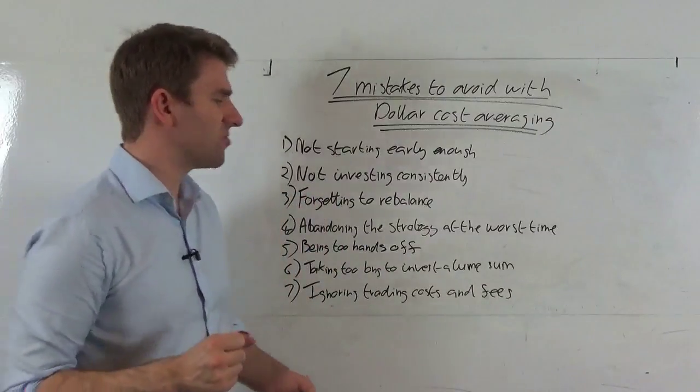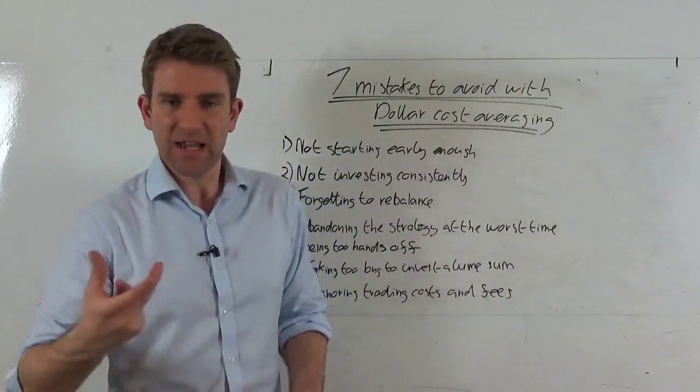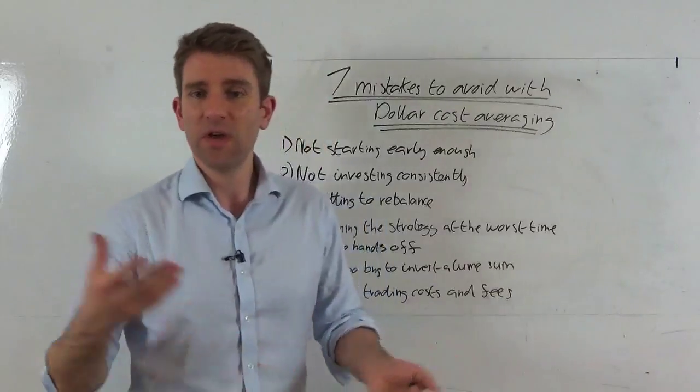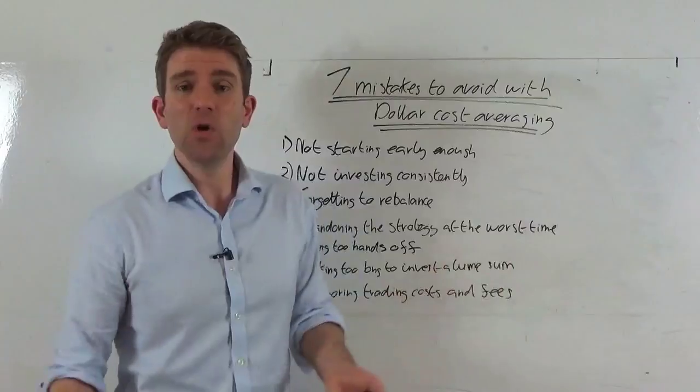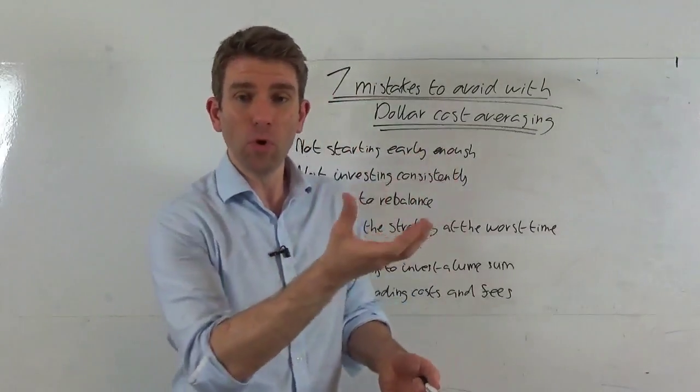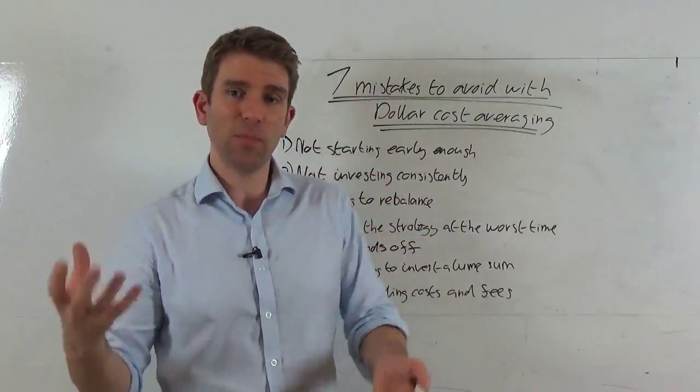Number 3, forgetting to rebalance. So what this means is, let's say, for example, you have gone into 50% stocks, 50% bonds, wherever it may be. The stock market has a big rally. Your assets are now worth more. Of course, the balance of your portfolio has changed.